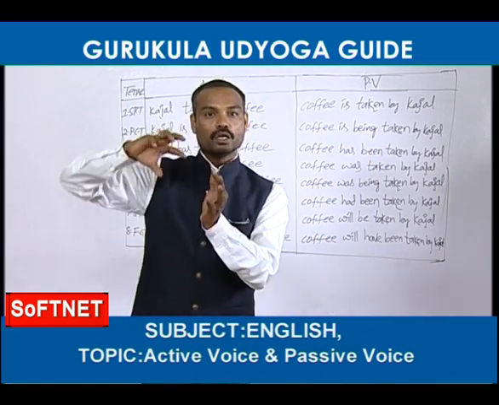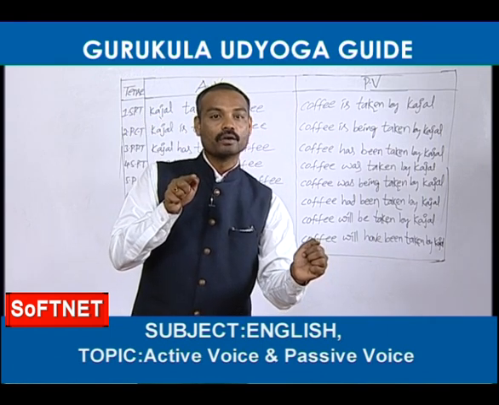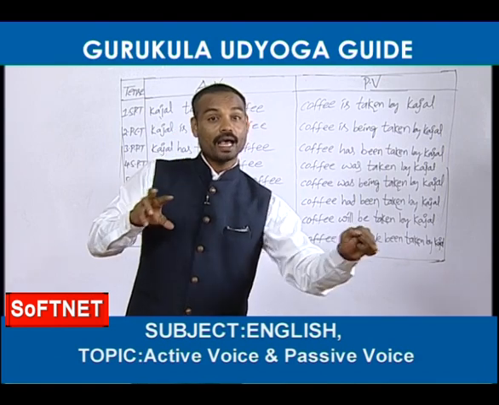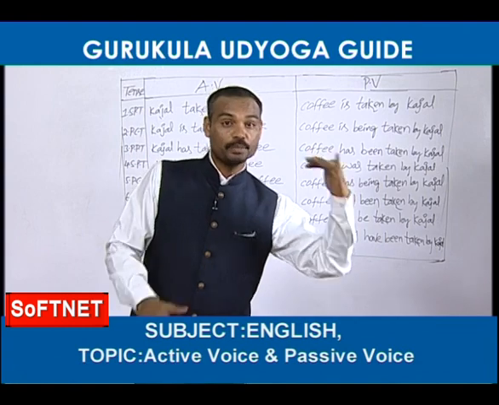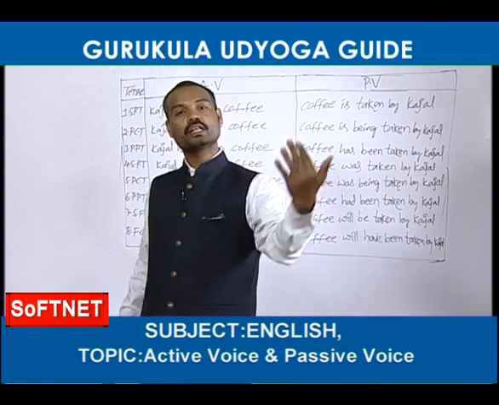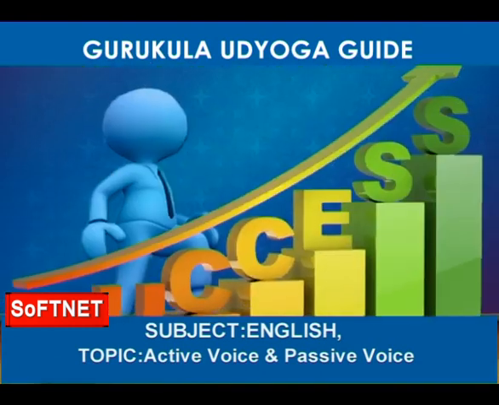Books have been or has been? Books, plural. I have already told you, whenever the active voice contains a plural object, have should be taken. Books have been taken by Brahmanandam. My books have been taken by Brahmanandam. That is an example for plural.